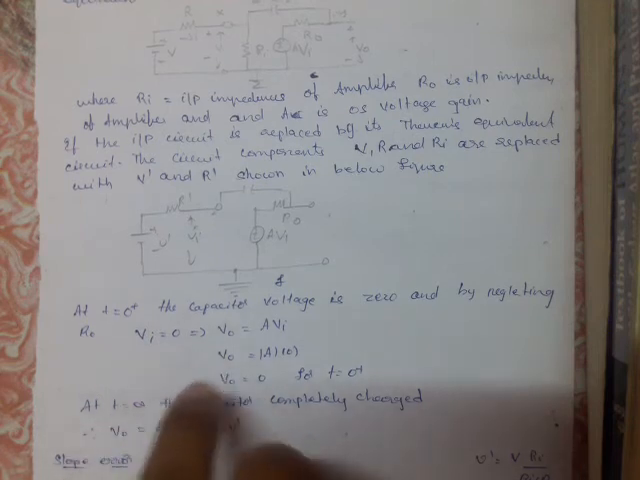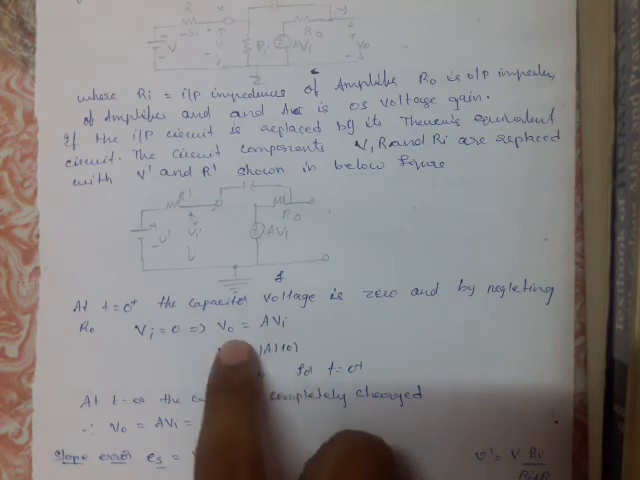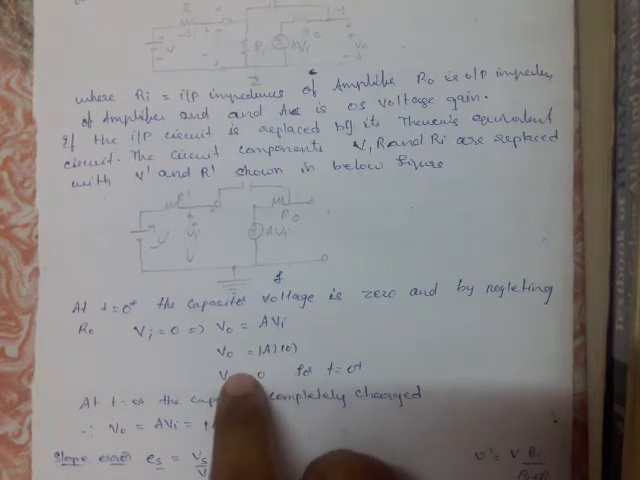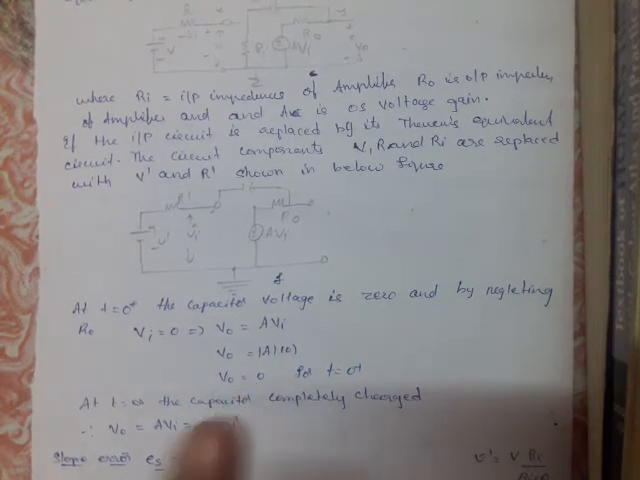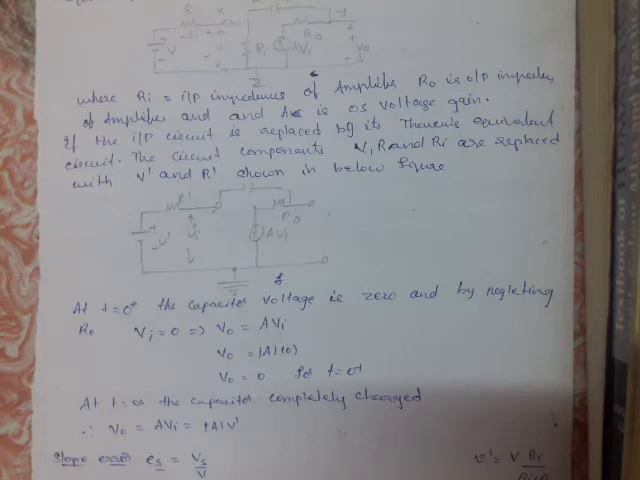Then what is the formula? V naught is equal to A into V in. For the operational amplifier, that is for the voltage amplifier, output voltage is equal to some gain into input voltage. How? A is equal to V naught by V in, we already had it. Next, V naught is equal to modulus of A in, but already V in is equal to 0, meaning indirectly the output voltage V naught you are getting is 0 for t is equal to 0 seconds.